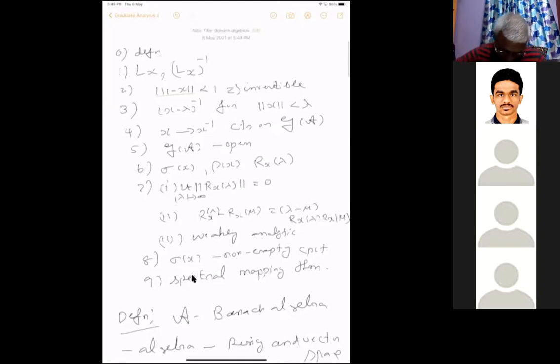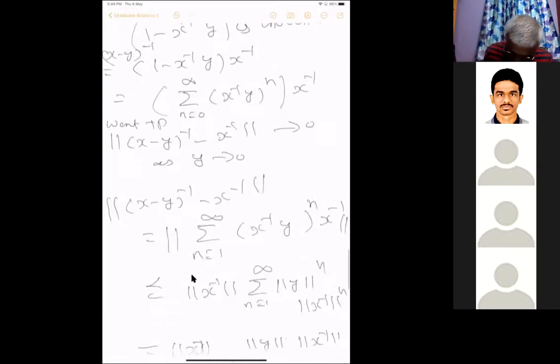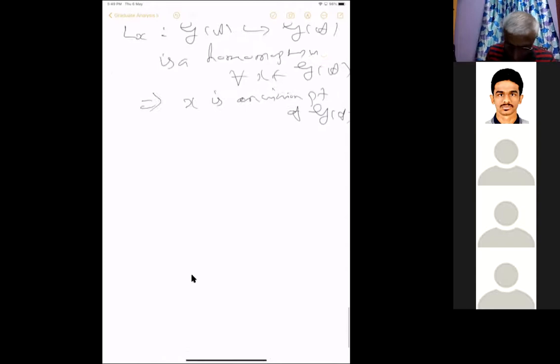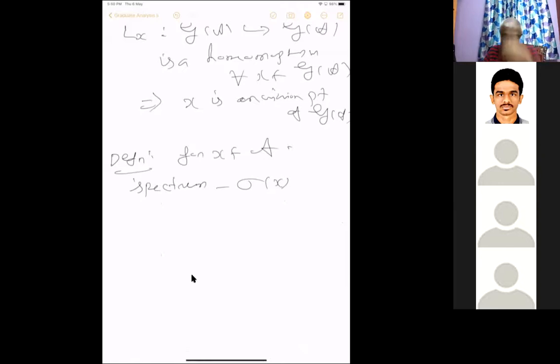Next, I want to define the spectrum. So, definition: the spectrum, which we denote by sigma of x for x in A. You take a Banach algebra element x in A, then the spectrum sigma x is defined to be all those lambda in C, which you must have seen in a linear algebra course, all lambda in C such that x minus lambda is not invertible.